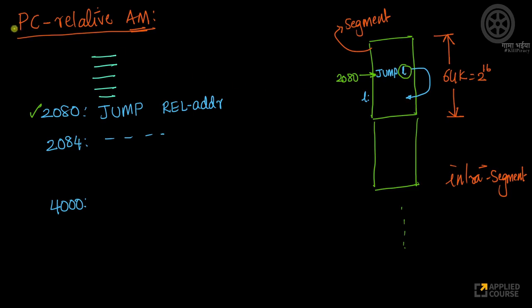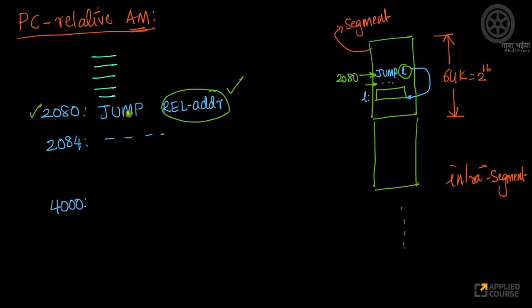That L, in the case of PC relative addressing mode, is called the relative address. I'll explain how the whole thing works. As soon as this instruction is executed, instead of executing the next instruction, we directly jump to the instruction which corresponds to this L. Now, how do you encode this L? That's very, very important.